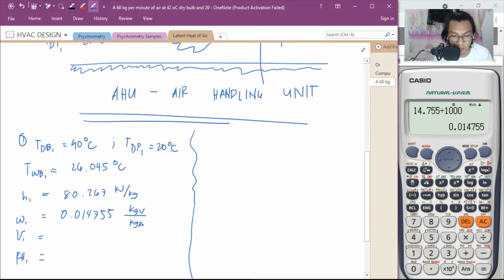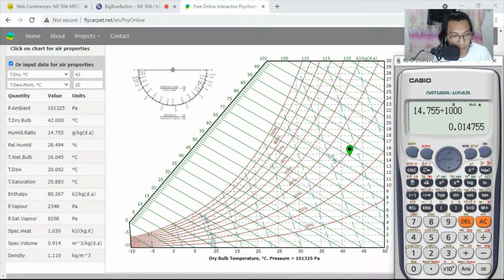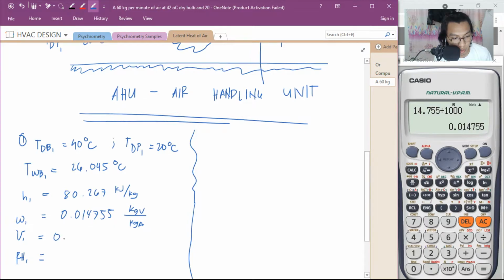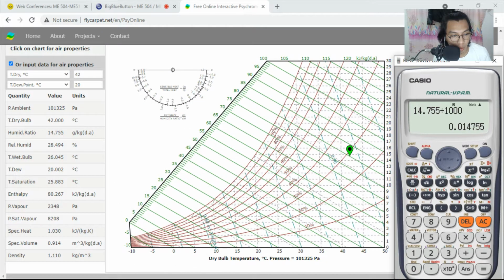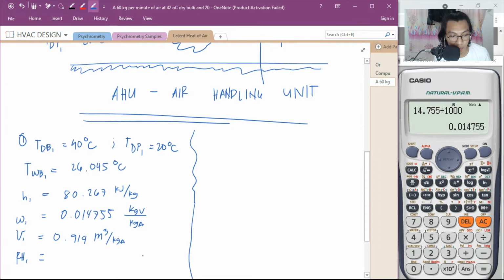How about the specific volume? Okay. Specific volume, there, 0.914. Correct? 0.914 meter cube per kilogram air. The RH is low. Relative humidity is 28.494%.